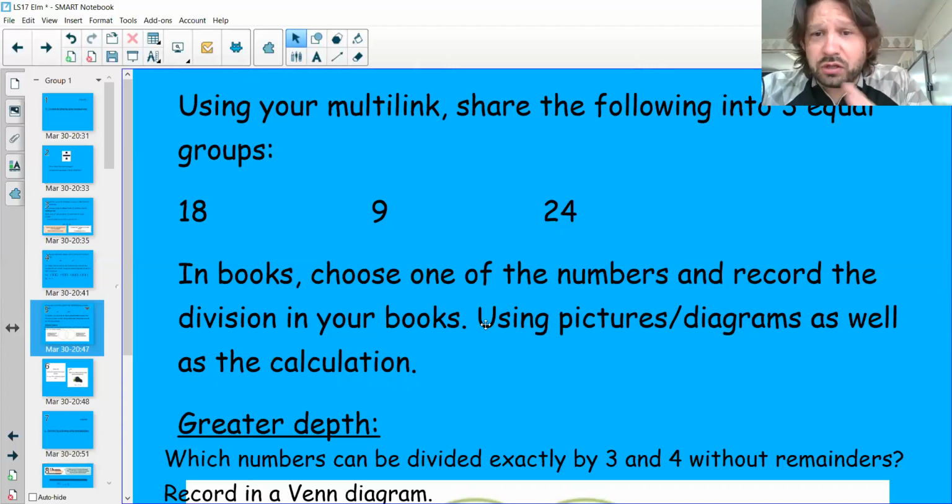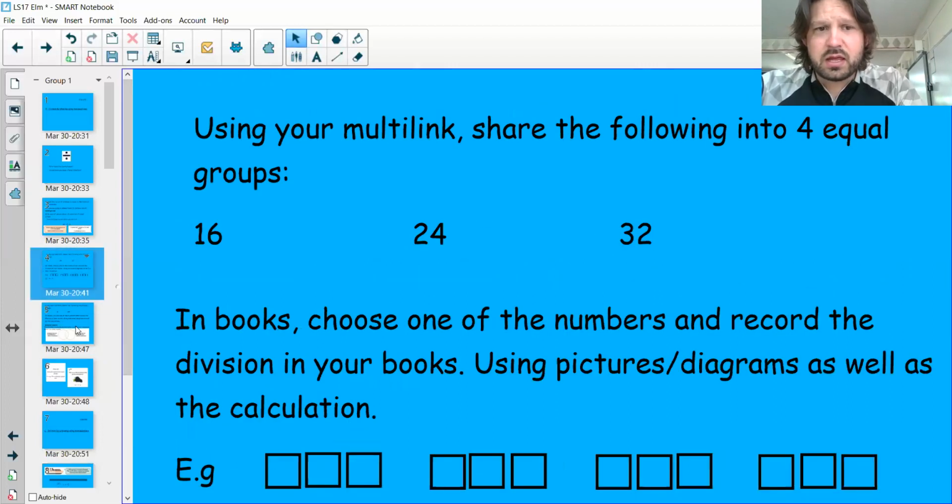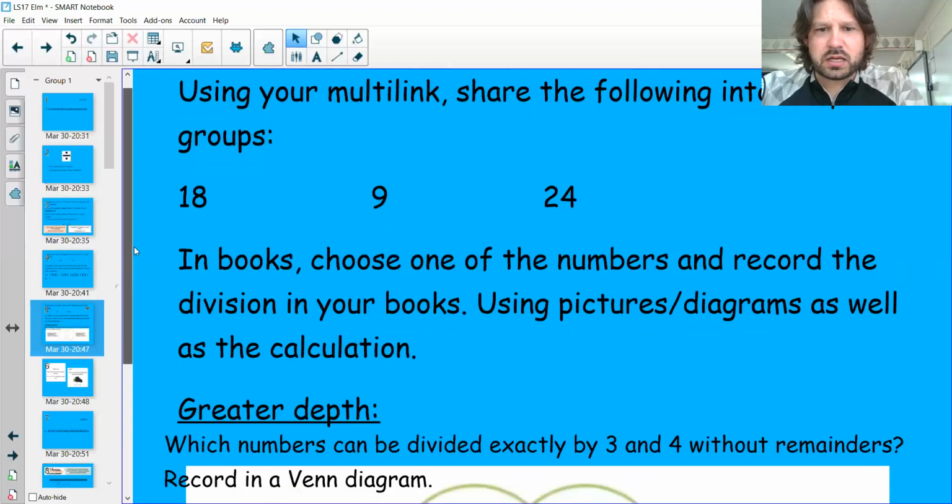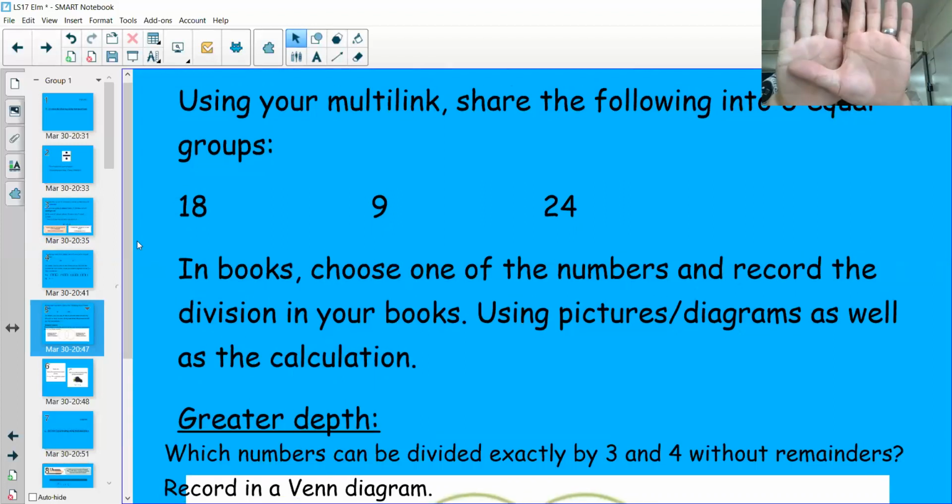And in your books, you choose one of them or multiple ones, and choose one of the numbers and record the division into your books using pictures, diagrams, as well as the calculation, exactly as before. You can do it for each one of these because you're used to this now. And let's face it, at the end of the day, the last one was 3, and this is 3, so there's 6 questions in total. Okay, I'm going to again pause that. You done it yet?